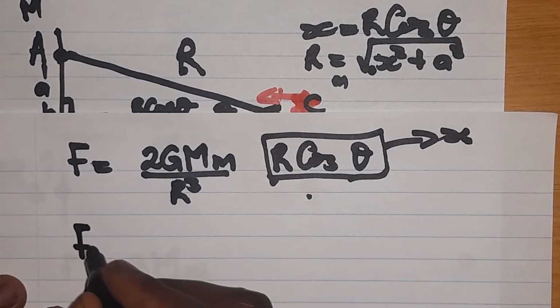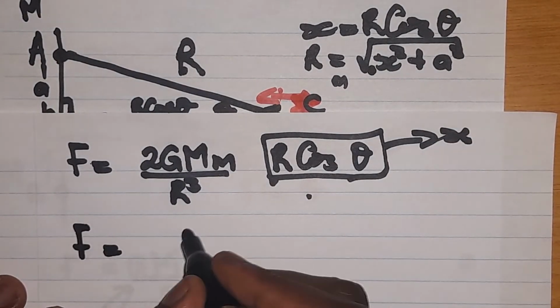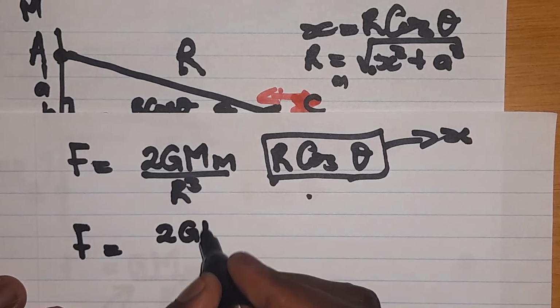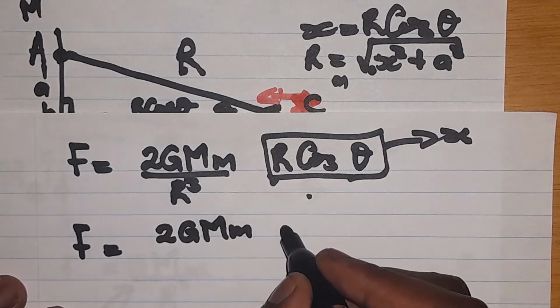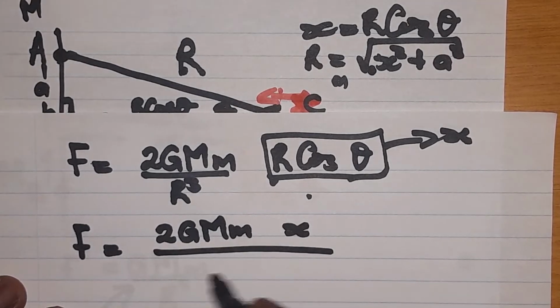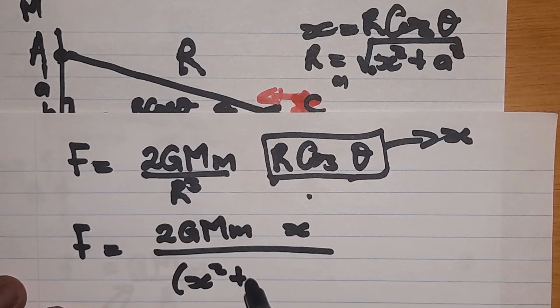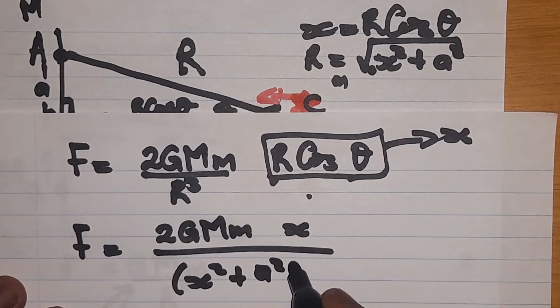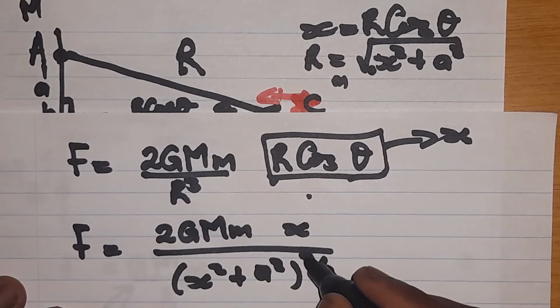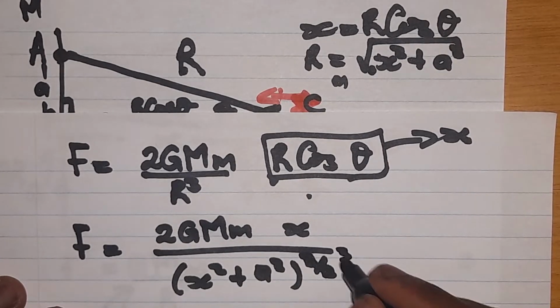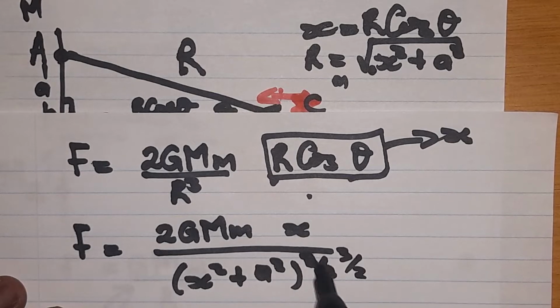Therefore, we'll have our F is equal to 2 G M m. Instead of writing r cos theta, we write x all over, and then we say x squared plus a squared, all to the exponent 3 over 2. Okay, this is 3 over 2 right here, to the exponent 3 over 2.